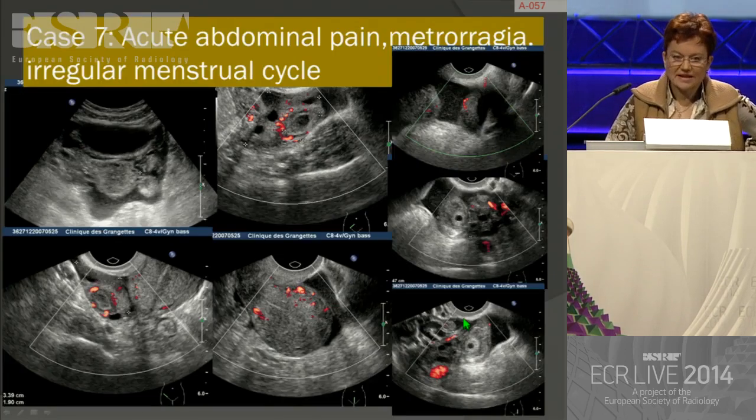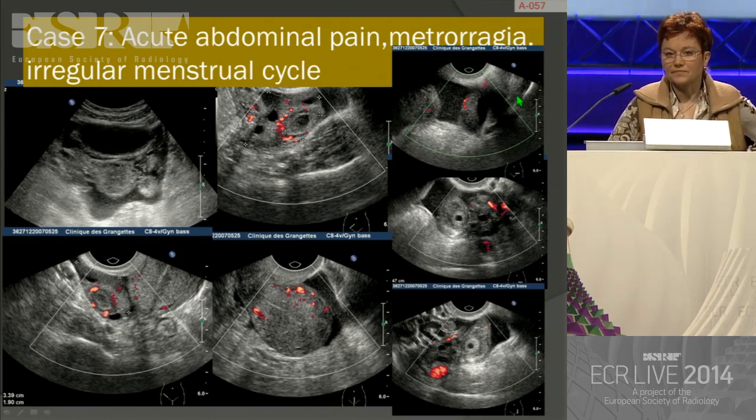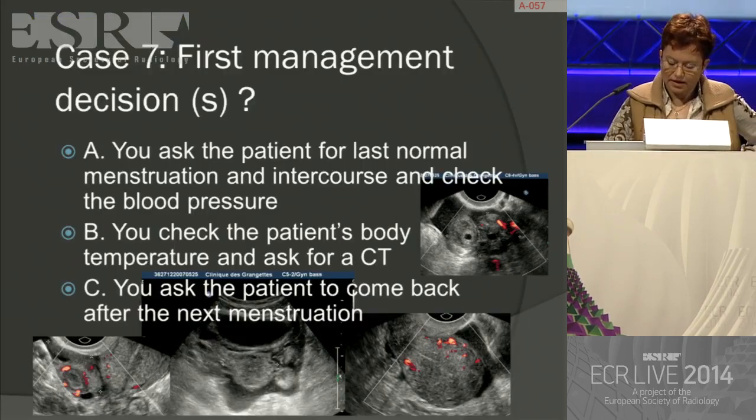Now, case number 7. This patient has acute abdominal pain, metrorrhagia, and an irregular menstrual cycle. I show you transabdominal images and endovaginal images of both adnexa. This is the right side, again the uterus through the vagina, and this is the left side. I show you again some of the summary images.